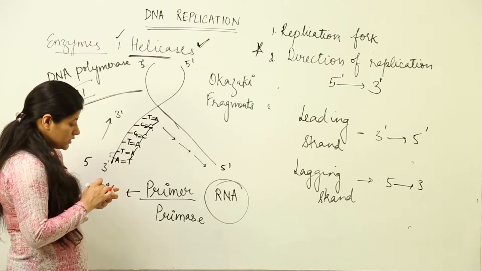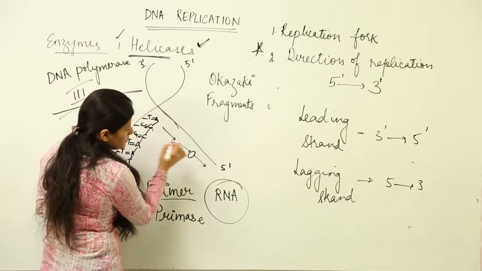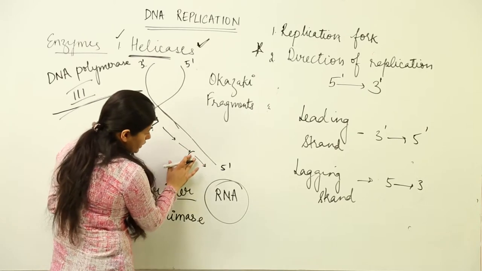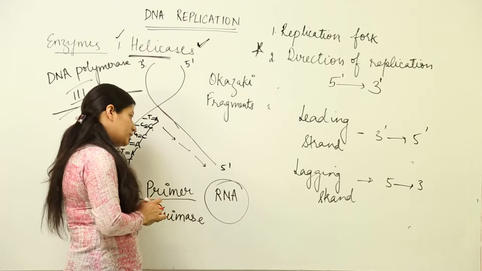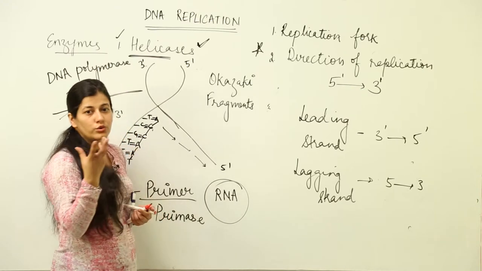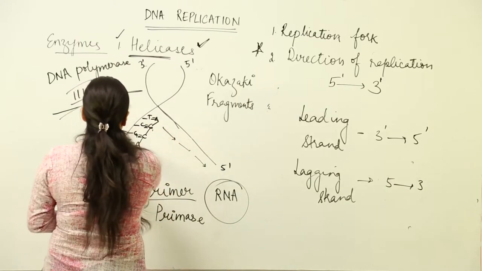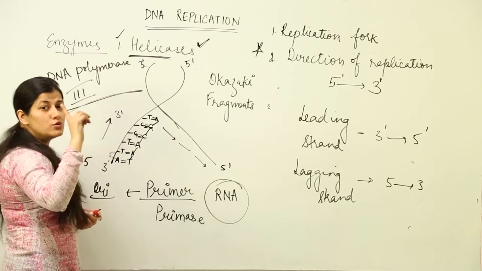Where does ligase come and work? Certainly there are fragments which are being formed, they have to be joined. Okay, now they will be joined by ligase. We have talked about ligase as well, it will come and join the fragments. But what about the two DNA polymerases that we didn't discuss? DNA polymerase 3 is doing the polymerization. What about 1 and 2?